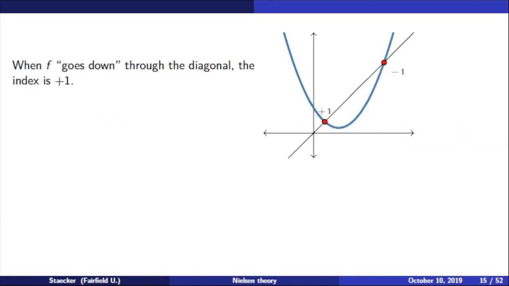Here you see when f goes down through the diagonal, so that when the graph is going down as it passes the diagonal, that's an index plus one fixed point. And when it's going up through the diagonal, that's an index minus one. I hope you can see that all right.